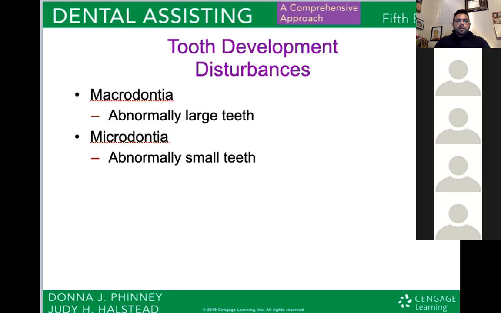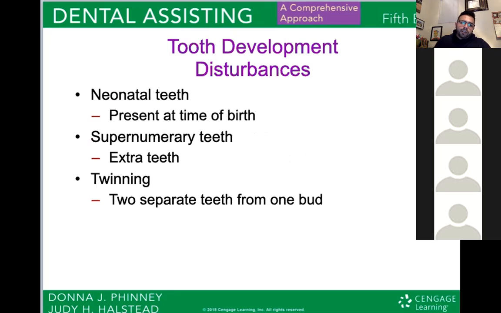Macrodontia just means abnormally large teeth. Microdontia is abnormally small teeth. Nothing too crazy with those terms. Neonatal teeth are teeth that are present at the time of birth or within the first month after birth.